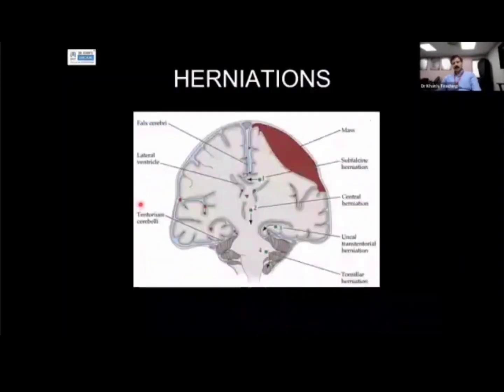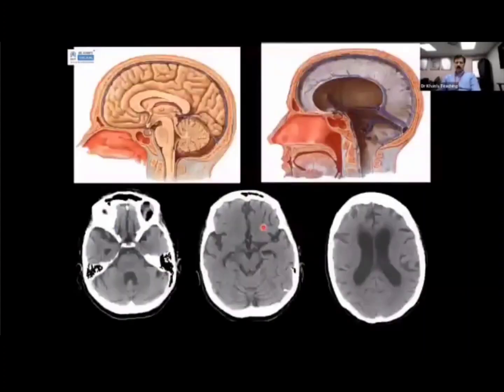Now, if you see here, this is subfalcine herniation, this is the falx, this is the cingulate gyrus, and there is a mass sitting here. In this case, it can be a hematoma, it can be a tumor, whatever, and it is causing this to go to the other side. Here is the uncus, and it is going into the tentorial hiatus. So these are the two things which we have to learn.